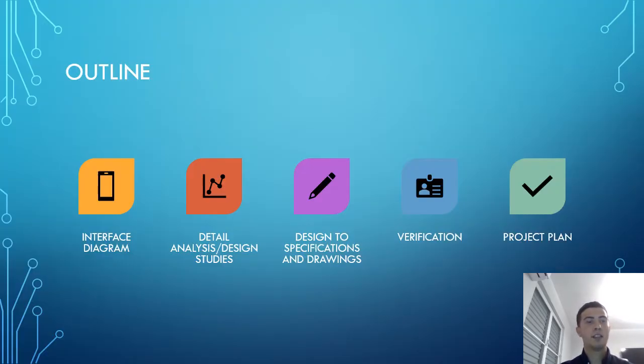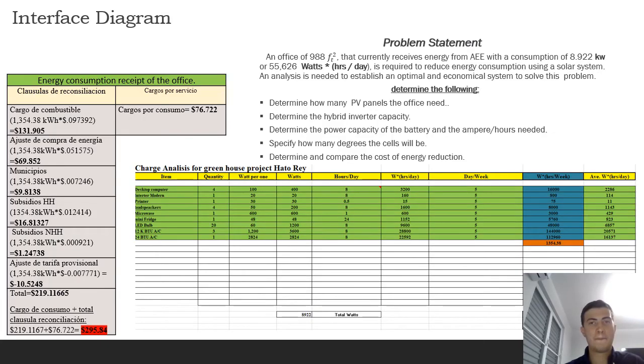This is the outline. In this part, we talk about the interface diagram, the detail analysis, the design specification on drawings, the verification on project plan. And now we have the problem statement, that is the interface diagram, where we will be looking at the problem statement and what is going to be solved.